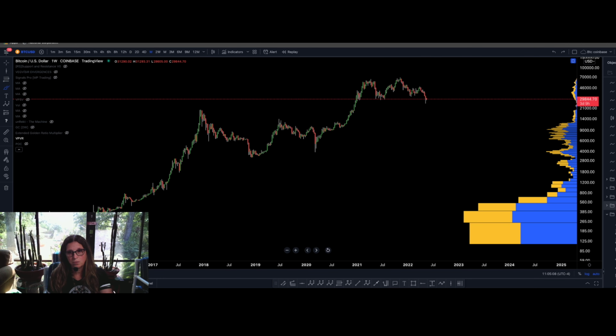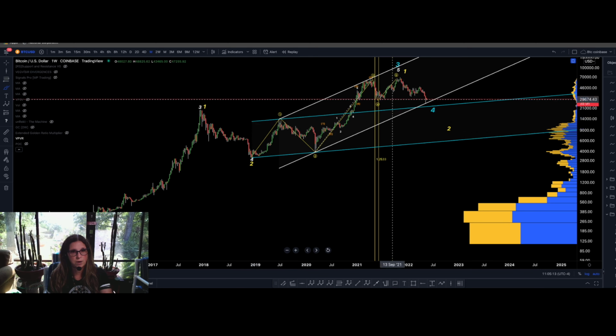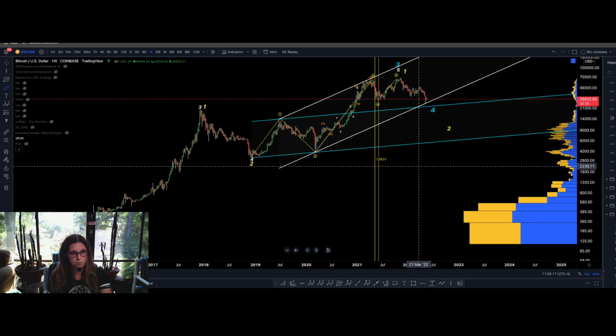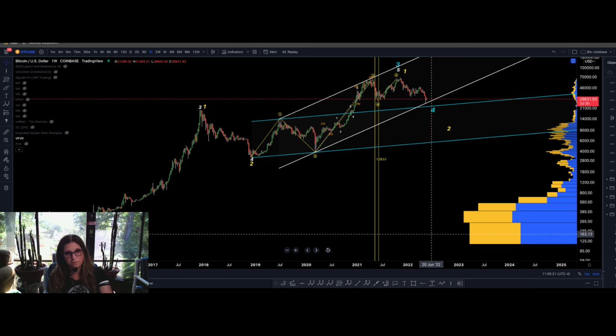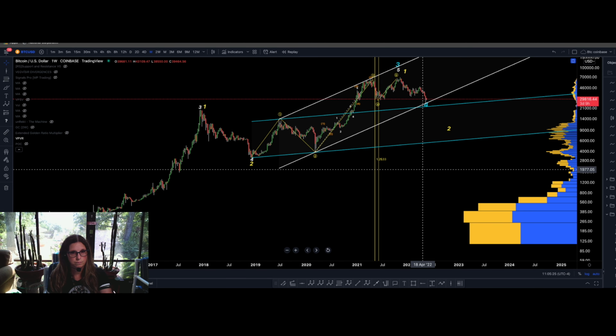All right. We've got these channels. We've got the acceleration channel in white. We have the base channel in blue. If we want this to be a fourth wave, I want to see it hold this base channel. And we're going to get into why.